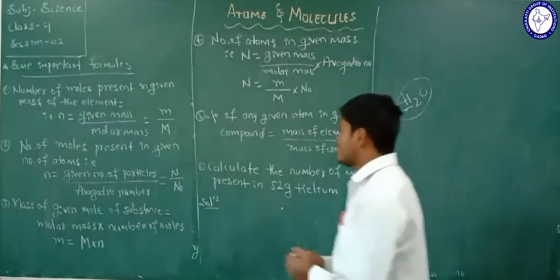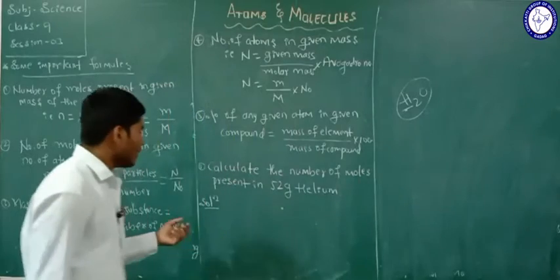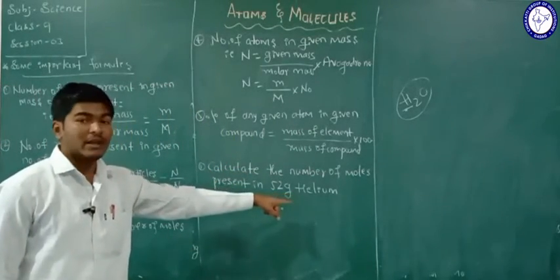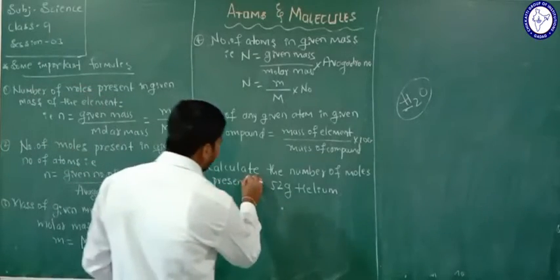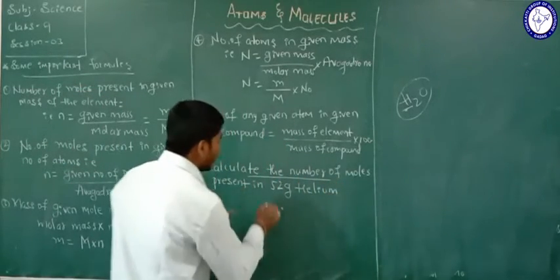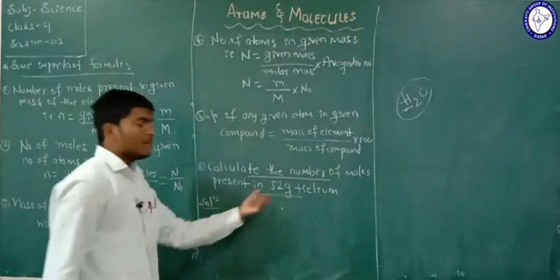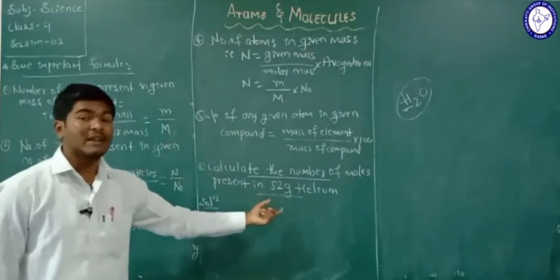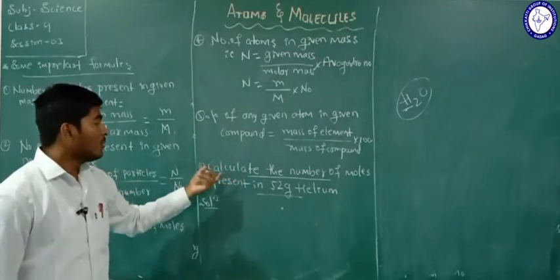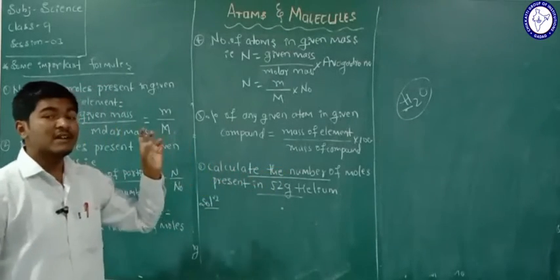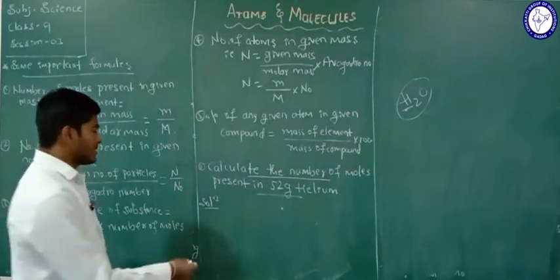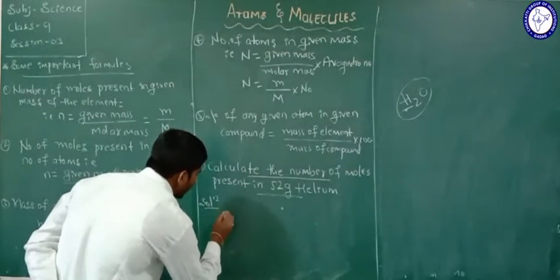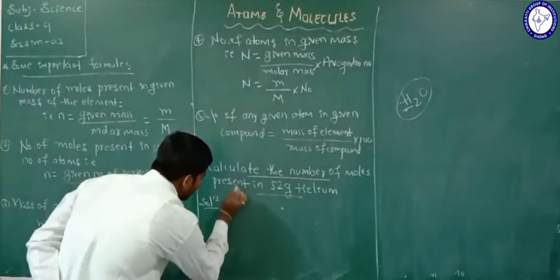So now I am considering one example here. Calculate the number of moles present in 50 gram of helium. What are they asking? The number of moles present in 50 gram of helium. They give the mass of the element here. They ask how many moles are present in 50 gram of helium. So they ask for the number of moles.